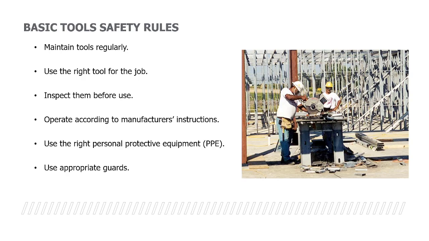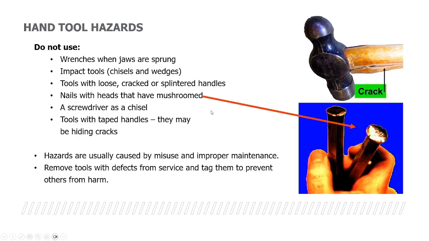Some of the basic safety rules to follow: maintain tools regularly, use the right tool for the job. You need to inspect the tool before each use. Operate according to the manufacturer's recommendations. Use the right personal protective equipment, or PPE, and also make sure you use the appropriate guards for that particular piece of equipment.